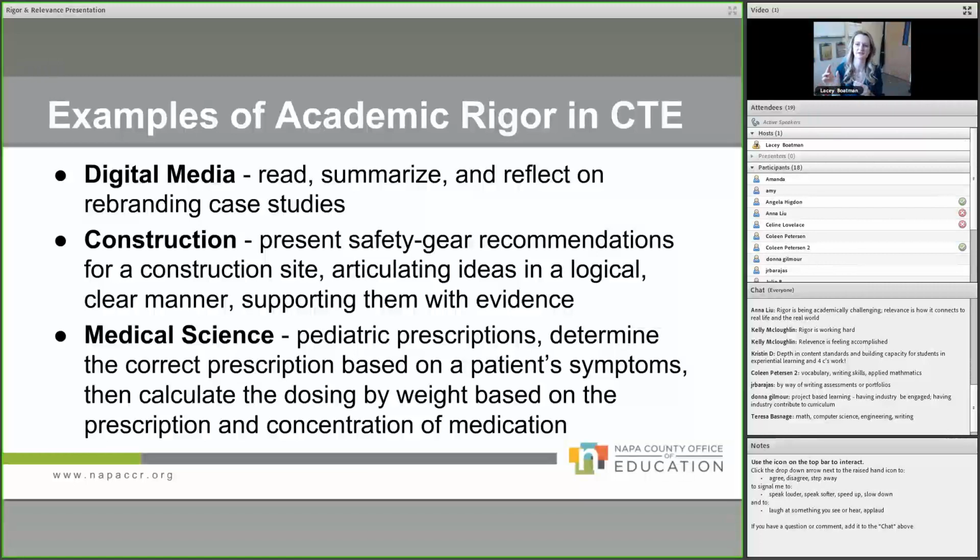If you're looking at a case study or an example where students are reading, summarizing, and reflecting, the reflecting piece could be how what they read affects the project they're working on, what changes they might make based off of what they learned from somebody else's experience, something like that. Construction could be an activity or a project like present safety gear recommendations for a construction site, articulating ideas in a logical, clear manner, supporting them with evidence.